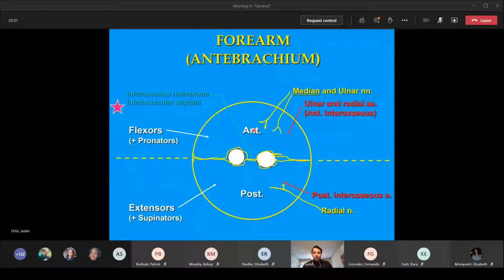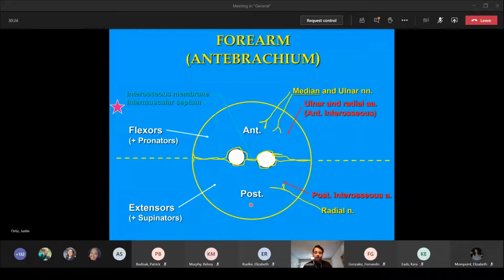The anterior compartment, remember we talked about, is mostly going to be median nerve. The exception for ulnar nerve would be flexor carpi ulnaris, as well as the ulnar head of flexor digitorum profundus, right? And then the arterial supply is going to be ulnar artery and radial artery. Remember, anterior interosseous comes off the common interosseous, which comes off ulnar artery, right?